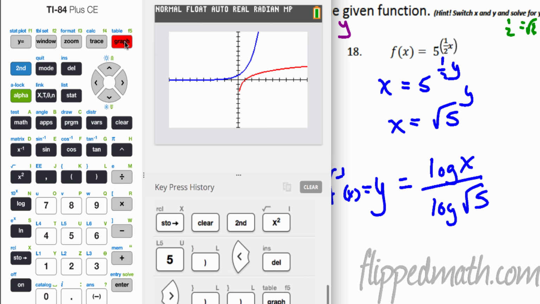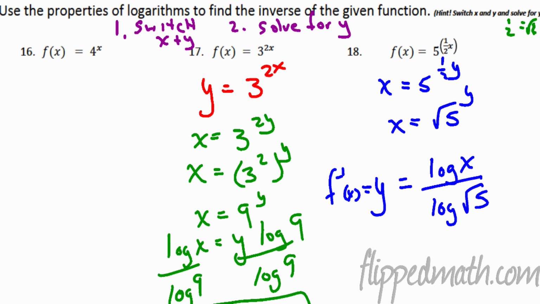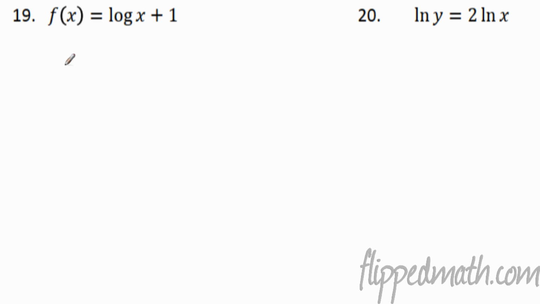And so if I look at them on a graph, you notice that they are inverses because y equals x goes right in the middle there, and they're a reflection of each other. So they are, in fact, inverses. Okay, last two. Let's get these out of the way.